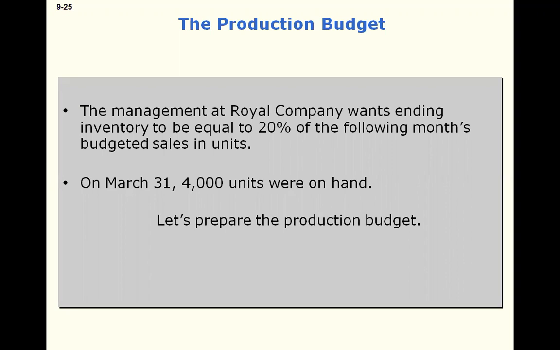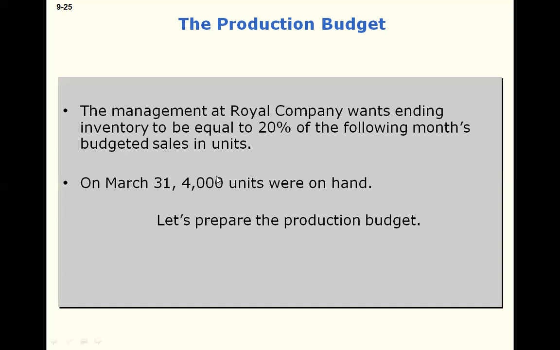20% of the following month sale. Following month means next month sale. Next month sale's 20% will be your ending inventory.